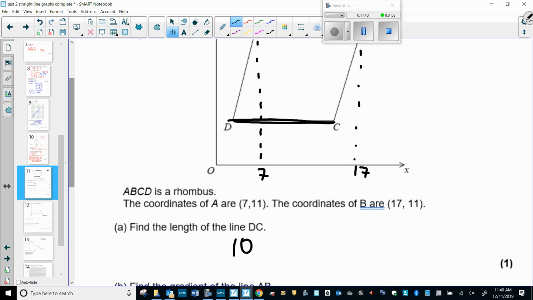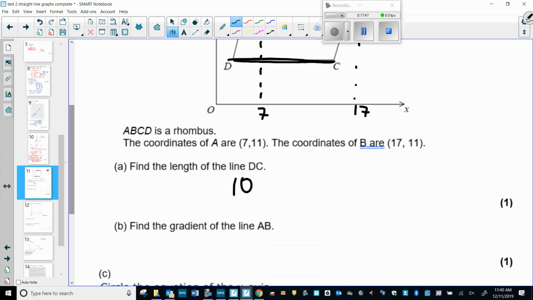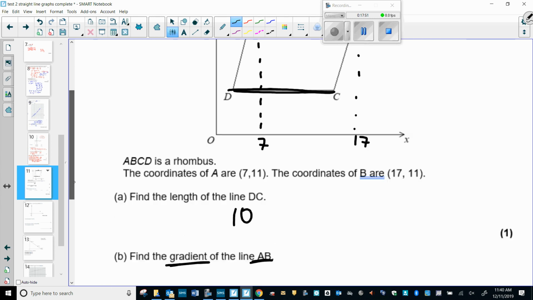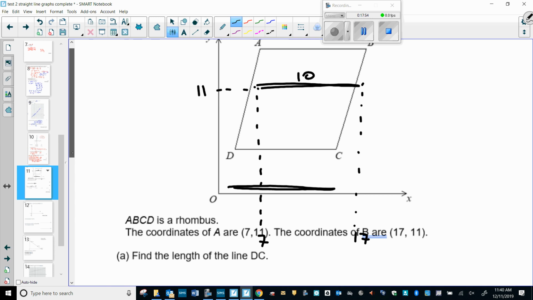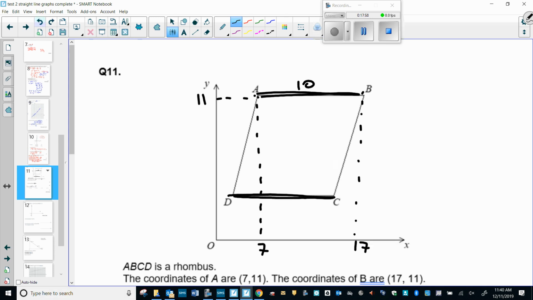Use the information you've been given. It should have been a straightforward one. We want to find the gradient now of line AB. What's the gradient of line AB? So look at line AB. What kind of line is it? How do we describe that line? There's only one of you who knows what kind of line that is.